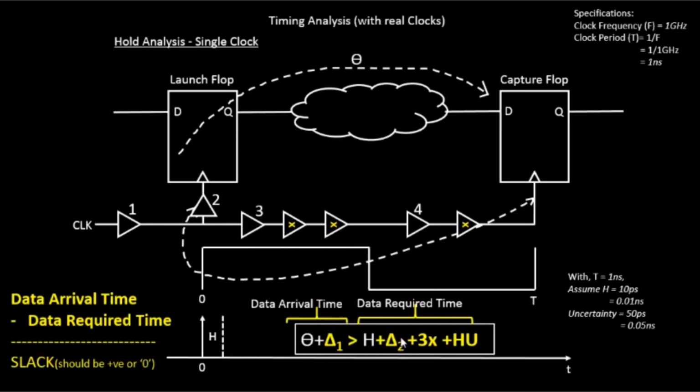Assuming delta 1 was equal to delta 2, but now it won't be equal, because the capture flop clock path has got a delay of delta 2 plus 3x. So there is a 3x amount of skew that is present in this equation, and due to this 3x amount of skew present in the hold timing equation, you see the data arrival time is no more greater than the data required time, and because of this extra amount of skew, because of the unbalanced skew in the clock tree, you see how the timing might go. Timing is actually going bad.